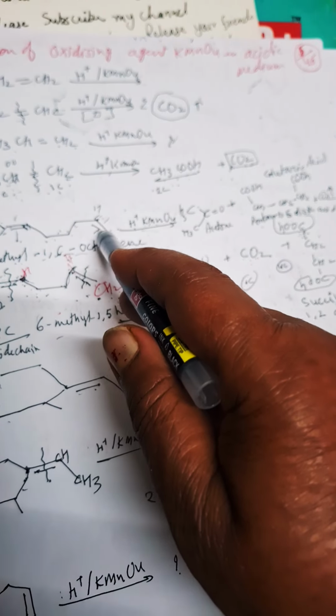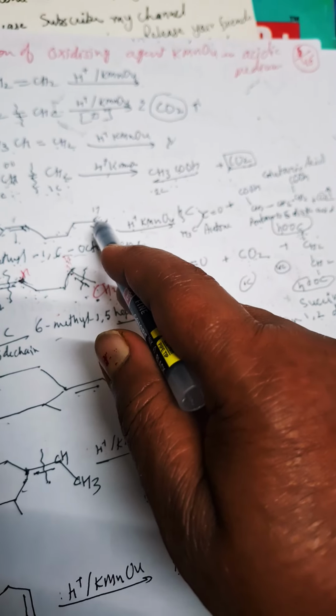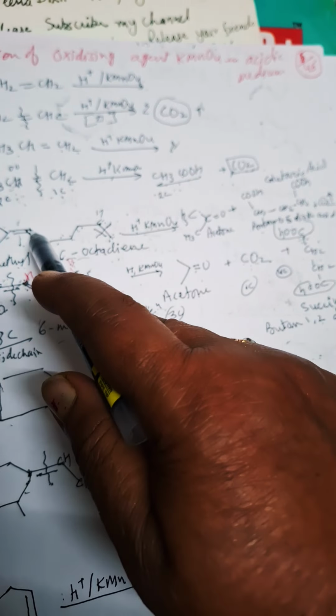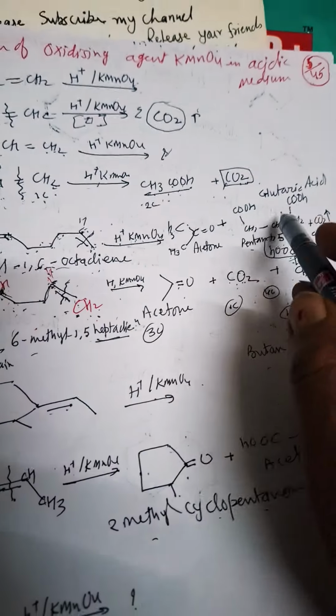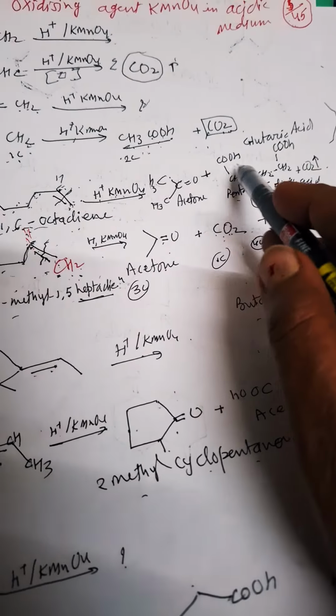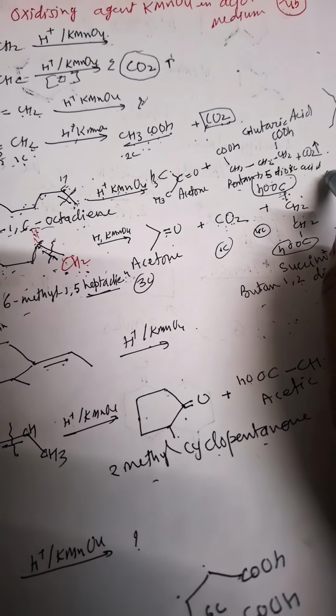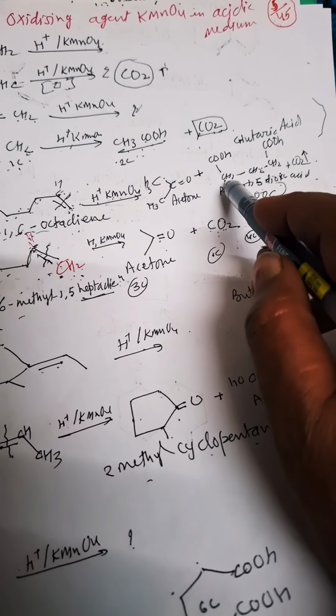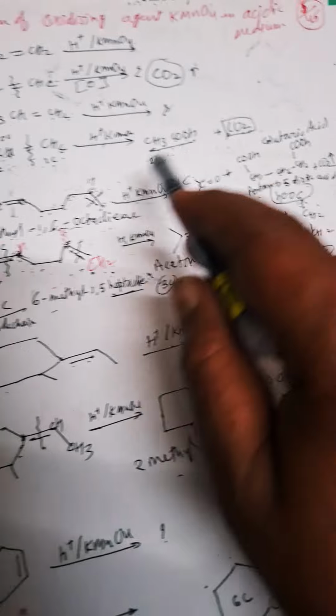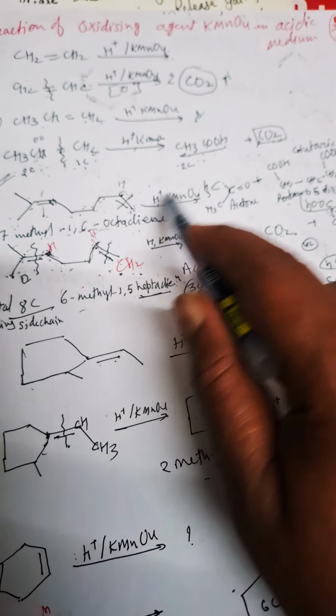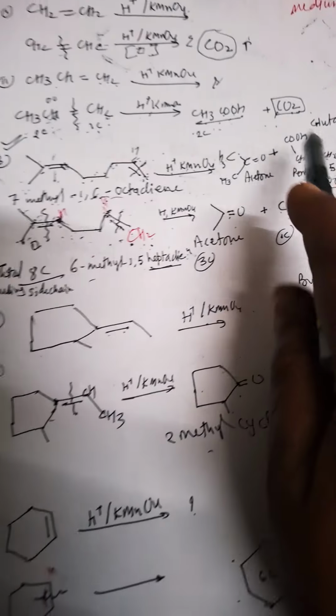Okay, and cleavage occurs from here. So now this 1, 2, 3, 4 and 5 carbon, so we will get glutaric acid. Okay, 1,5 pentanedioic acid. Clear? So COOH, CH2, CH2, CH2, COOH, and the terminal carbon, as I told you, this is CH2, so it is oxidized to CO2. Clear to you?